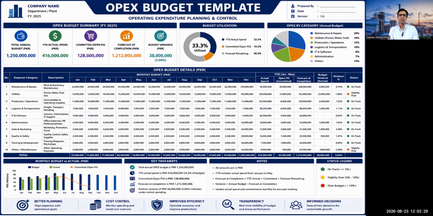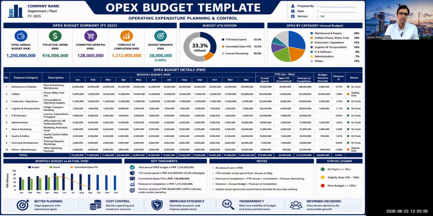This is the OPEX part. In this dashboard, there could be the annual budget, actual spend, committed open POs, forecast at completion, budget variances, budget realization, and OPEX by categories. You mention the category descriptions, and then all those budgets and actual spends, open PO, forecasted completion, variance, and whether it is on track or slightly over. You write that down, and you also compare it with your monthly budget versus actual.